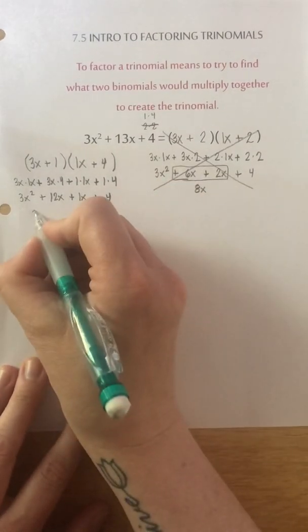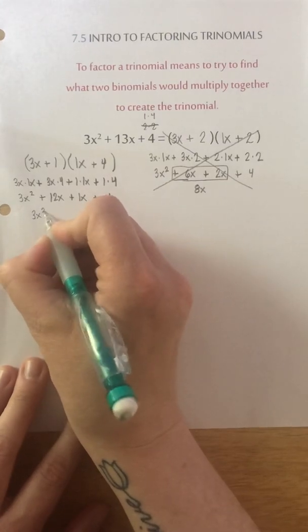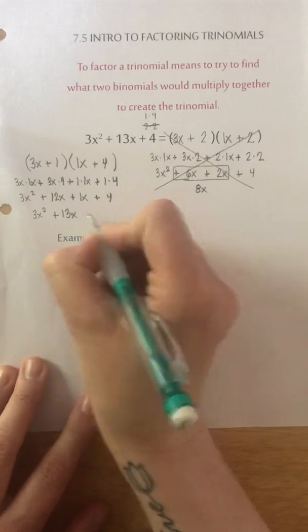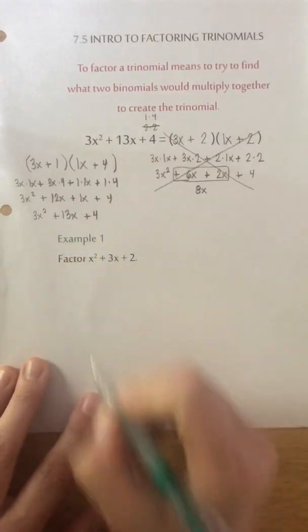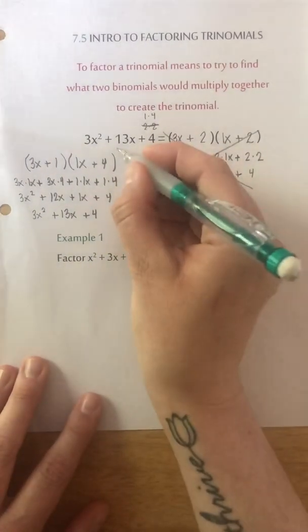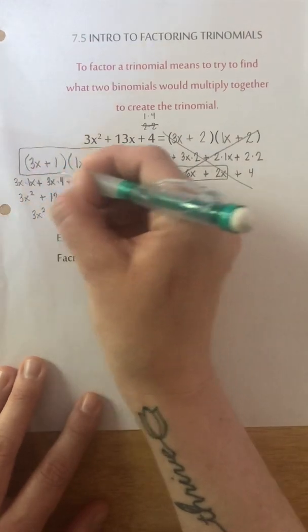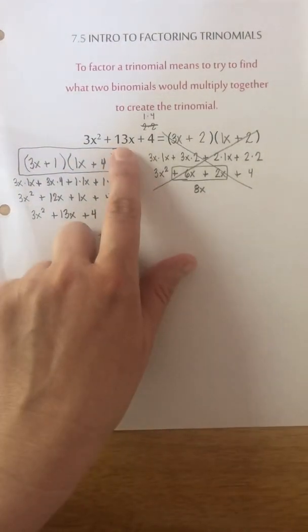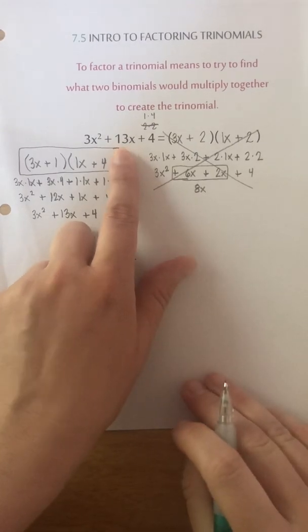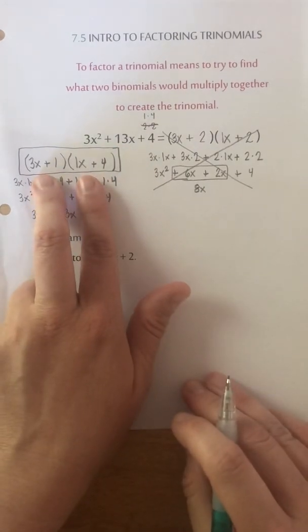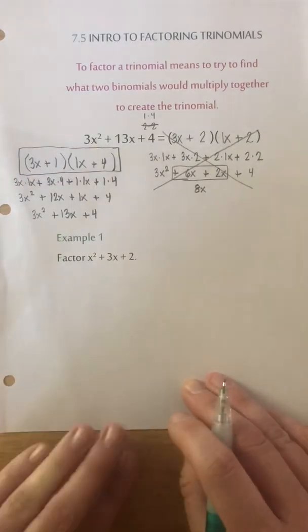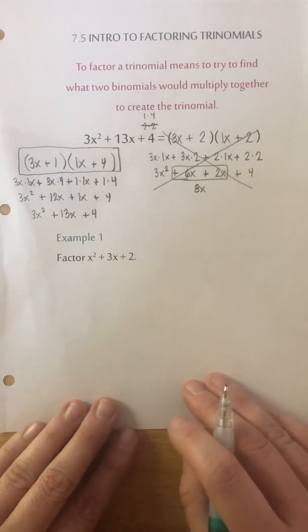So now when we combine those like terms in the middle, 12x plus 1x does in fact give us 13x. And since we have the same problem we started with, that means we know confidently that that is the right answer. So we have taken our trinomial and we have factored it. Remember, that means what can you multiply to get it? We factored it into those two binomials. So it's kind of a guess and check method.